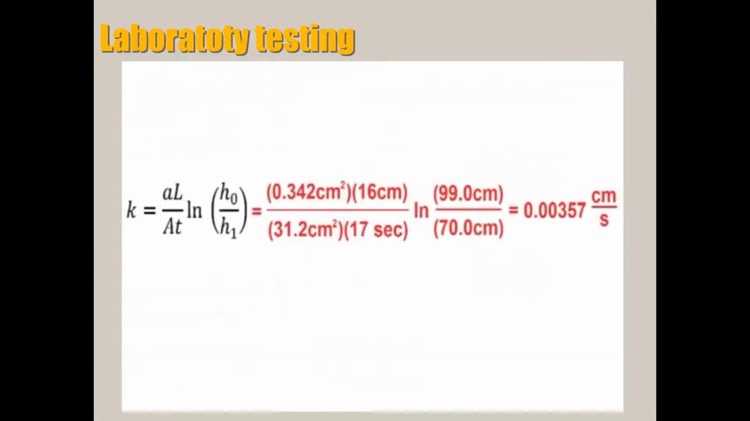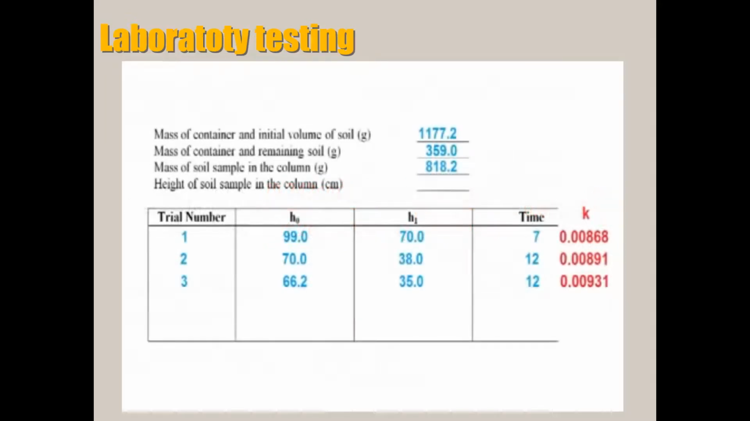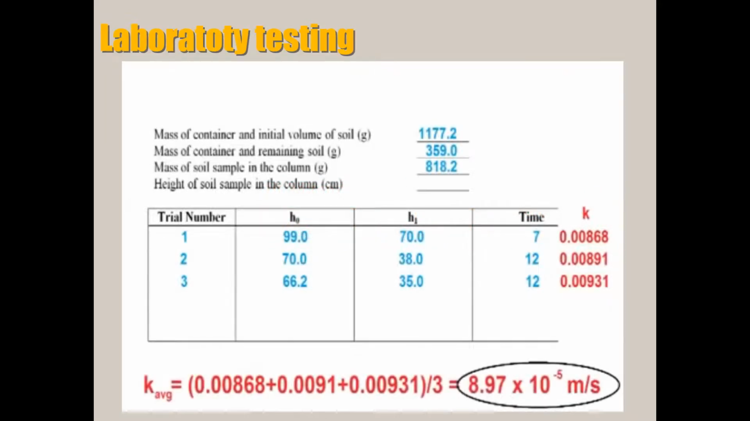Calculate K for each test. Finding the average value of K between all 3 of our tests gives us the hydraulic conductivity. This concludes the falling head test and the hydraulic conductivity lab.